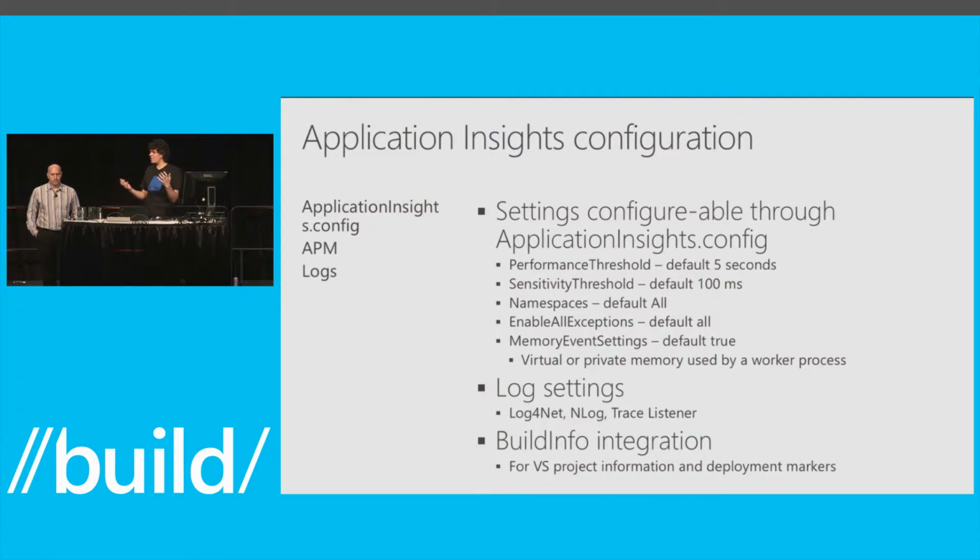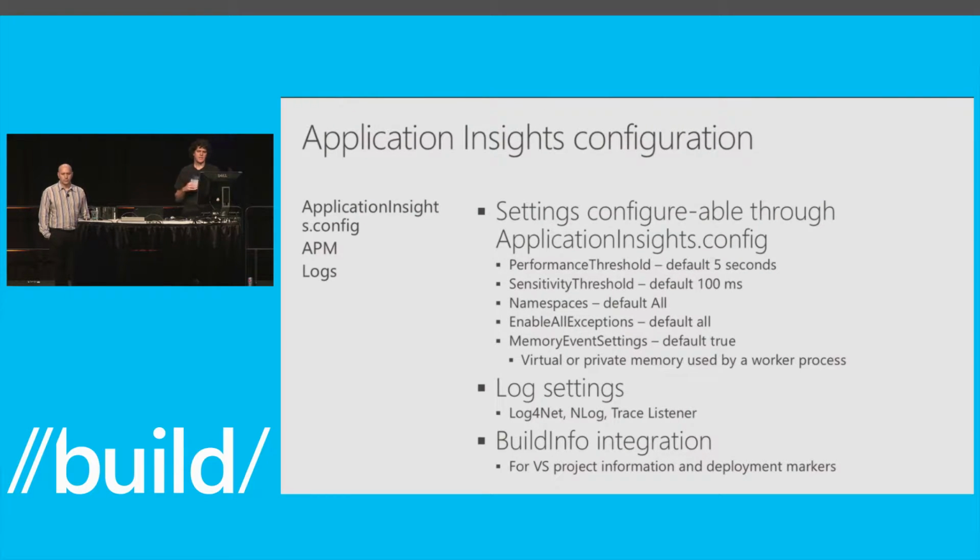There's a sensitivity threshold that specifies how long a particular method in the call tree needs to take before it gets collected, and the data for that gets sent back to the server. There's options to configure which namespaces to automatically monitor. By default, all namespaces are monitored. You could specify custom namespaces that you want monitored. No Microsoft namespaces are monitored in there. You can also specify if you want all exceptions to be collected or just the unhandled ones.